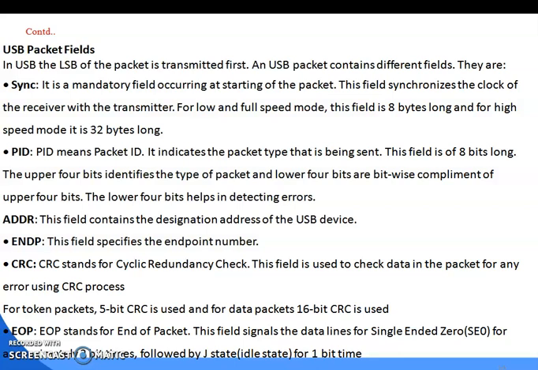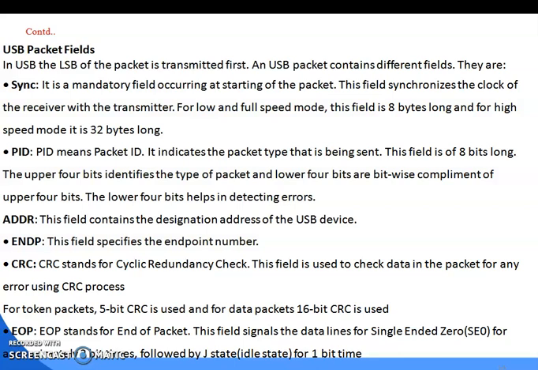Next is the address. This field contains the destination address of the USB device. In ENDP, this field specifies the endpoint number. CRC stands for cyclic redundancy check, and this field is used to check the data in the packet for any error using the CRC process. So these are the fields.